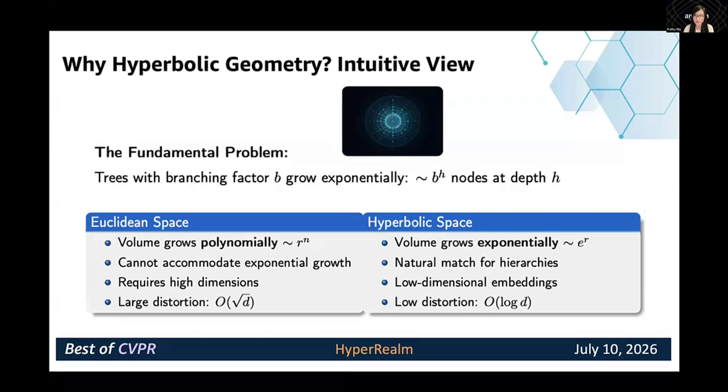Why does this matter for hierarchies? Because hierarchies grow exponentially too. A tree with branching factor 3 has 1 root, 3 children, 9 grandchildren, 27 great-grandchildren. That's exponential growth. Hyperbolic space matches the growth rate of hierarchical data. That's the magic.